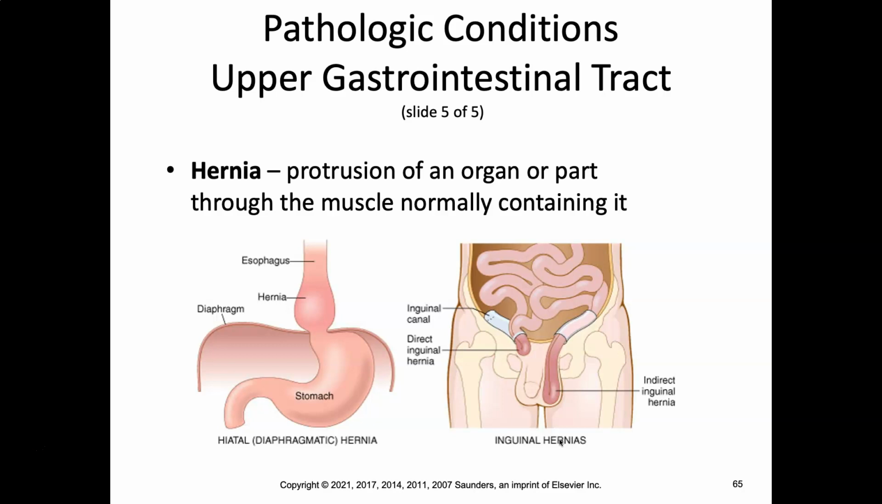And those can be manually reduced. Sometimes somebody can shift around or press down or whatever and push it back to where it needs to go. If it can't be manually reduced, then it's probably going to need surgery to take care of it. And if it traps a part of your intestine, not only is it very painful, but it will require immediate surgery, because if you cut off the blood supply to an intestine, that can cause that part of the intestine to die. So it's really serious.